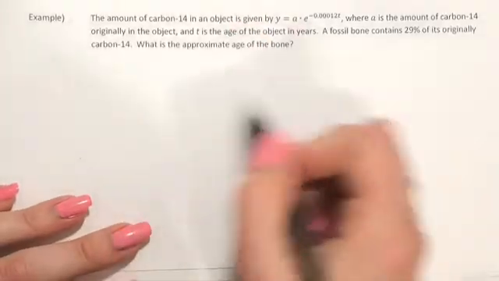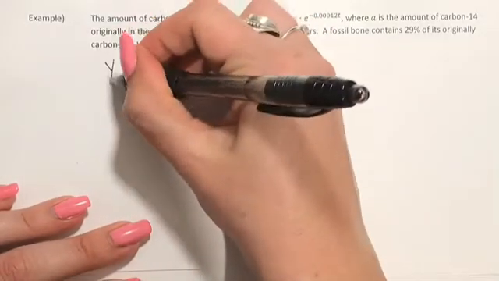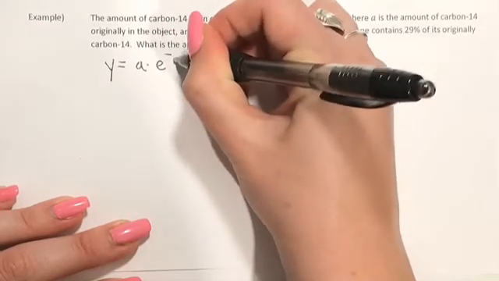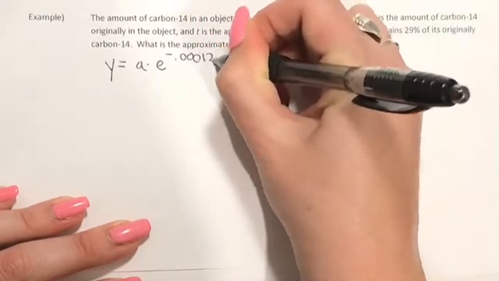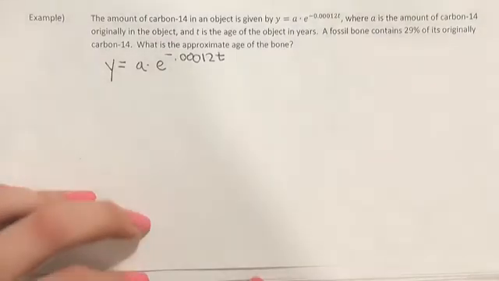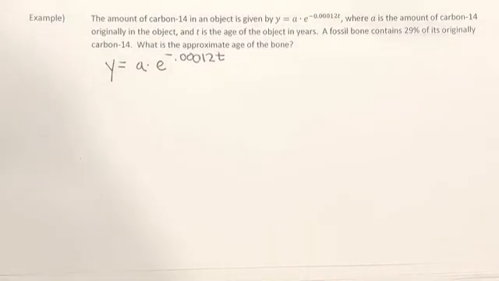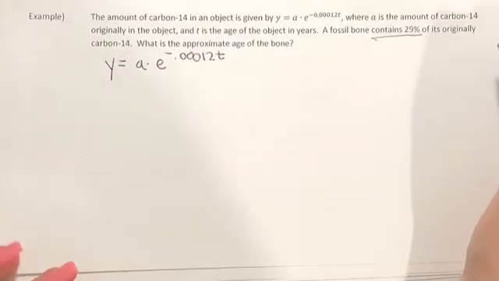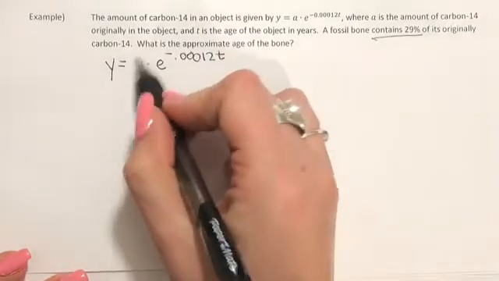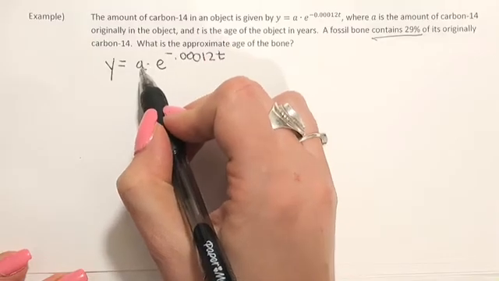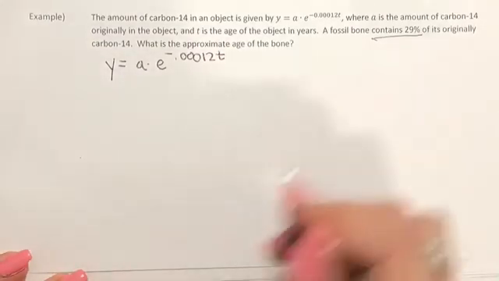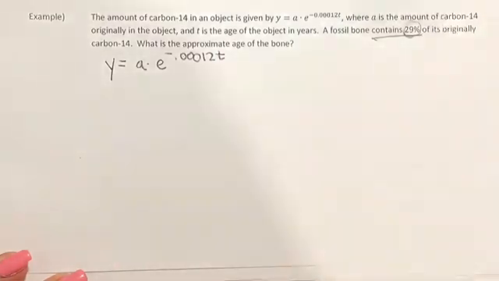Hey, the setup on this one can be a little bit tricky because they gave us this equation to work with: A times e to the negative 0.00012t. And then they've told us that the bone contains 29% of the original carbon-14, but we don't know what the original carbon-14 was because we weren't there to have the initial bone. So we have to use this 29% to think backwards a little bit.